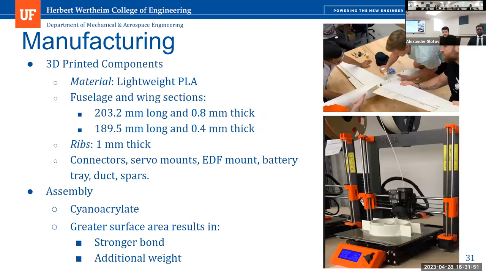Our plane was assembled using 3D printed components. The material chosen was lightweight PLA due to its low density of 530 kilograms per meter cubed. The components were bonded together with cyanoacrylate, and we considered the surface area, as more surface area equals higher bond strength, but also results in additional weight. So we had to find a balance between the two.